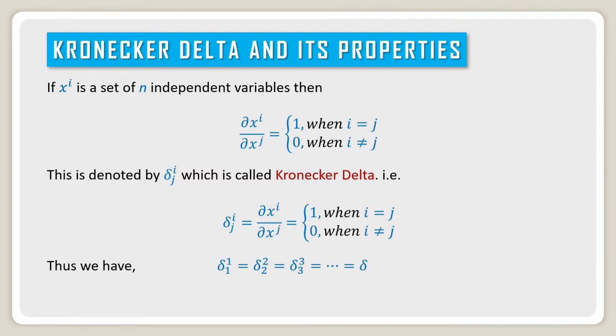Thus, we have delta 1 1 equal to delta 2 2 equal to delta 3 3 equal to up to delta nn equal to 1 because i is equal to j. Again, delta 2 5, delta 5 7, up to delta 1 6, or any values where i is not equal to j, those values are equal to 0.